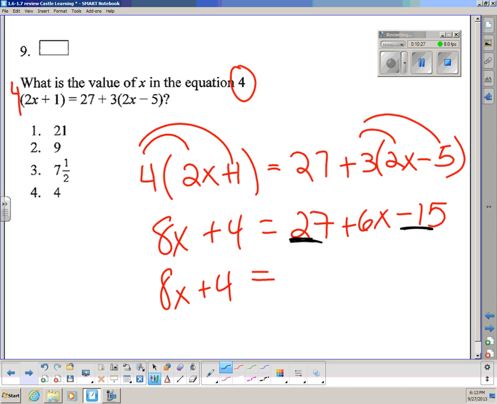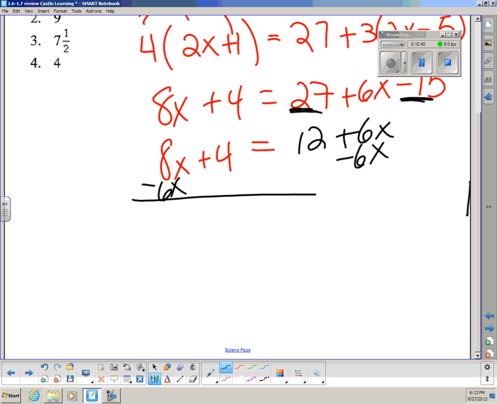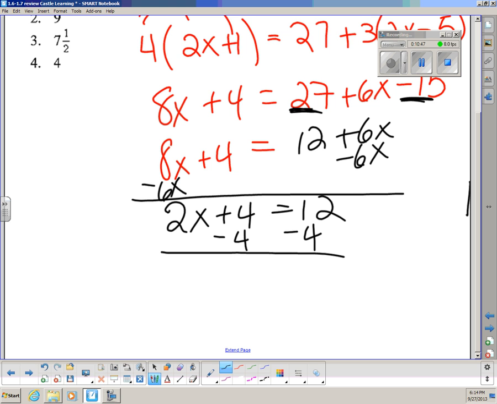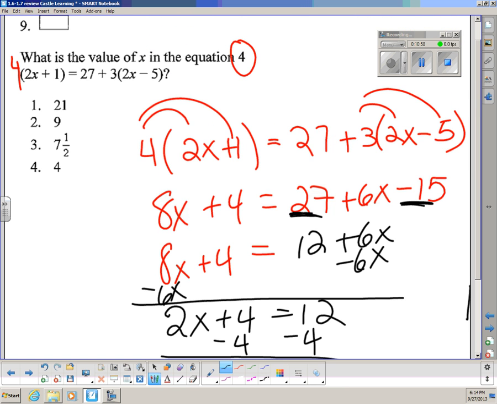Your 27 minus 15 is 12. 12 plus 6x. So we have 8x plus 4 equals 12 plus 6x. Subtract 6x on both sides. And we're going to get 2x plus 4 equals 12. Subtract 4 from both sides, we get 2x equals 8. Divide by 2, x is 4. There's my final answer, another choice 4. Seems to be a common theme here.